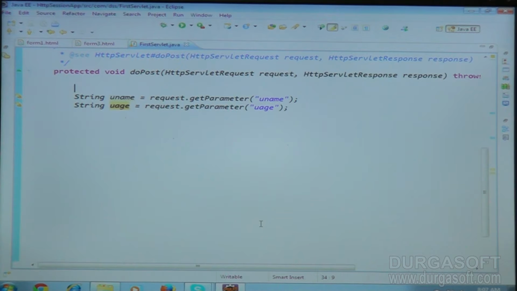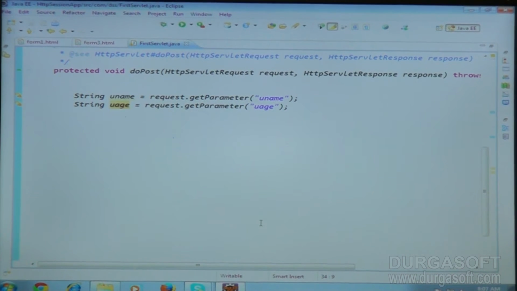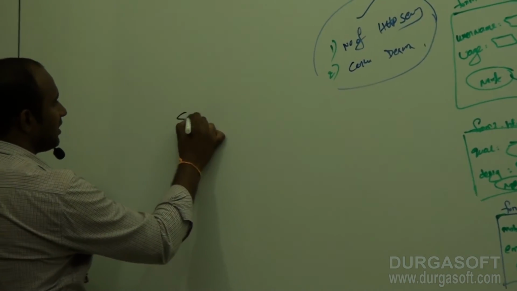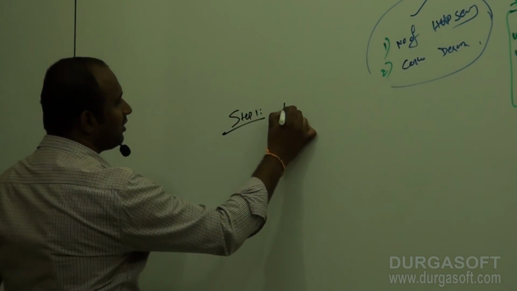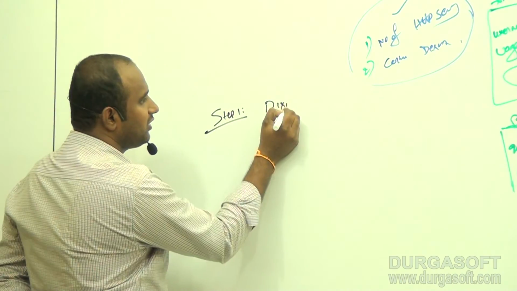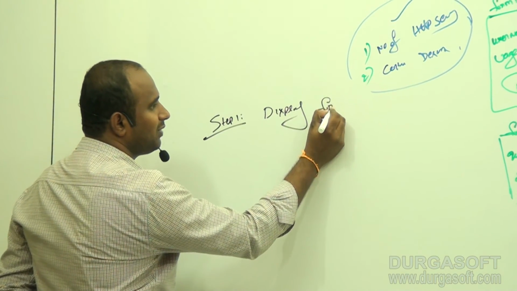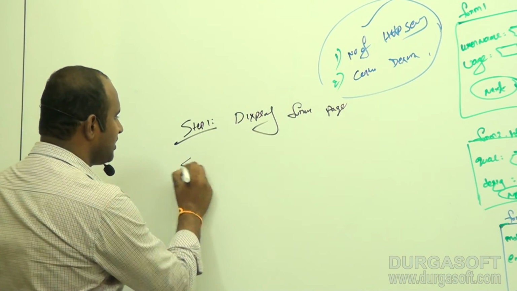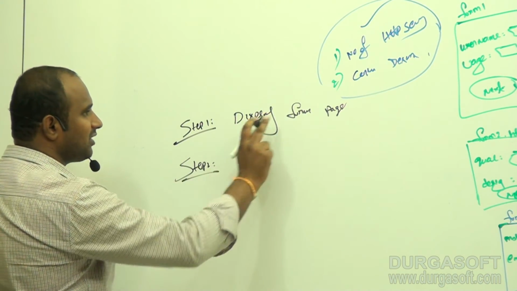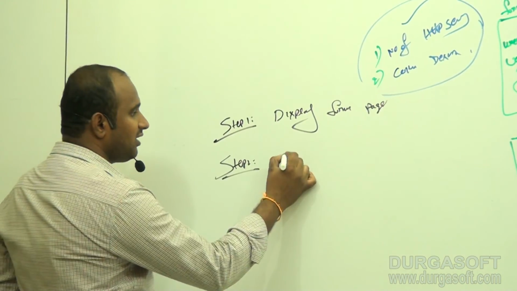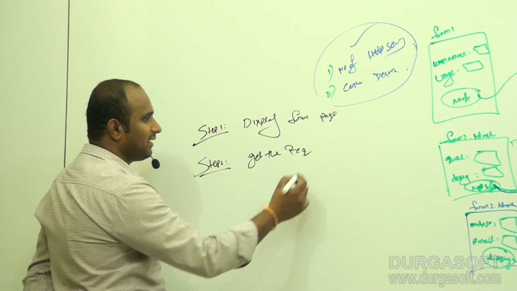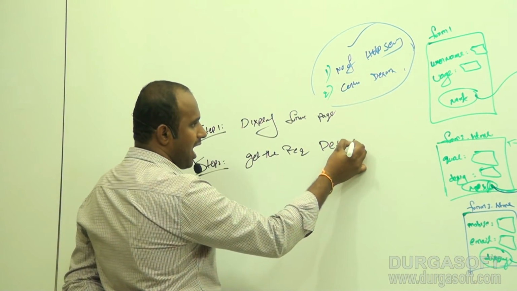first let me go through the steps to design this application. What is step number 1? Launch the form page, say form1.html, form2.html, form3.html, and display the form page. Step number 2, send the request to the server side. At the server side, get the requested details.